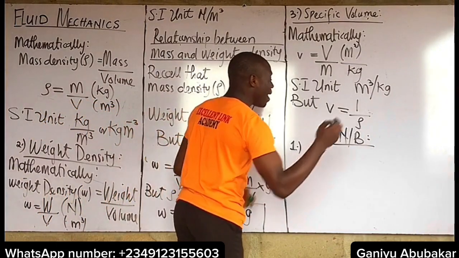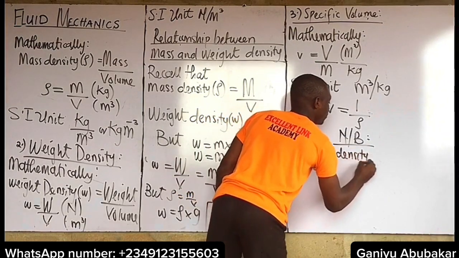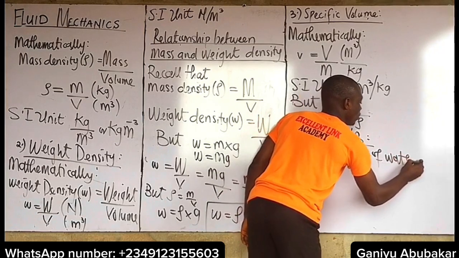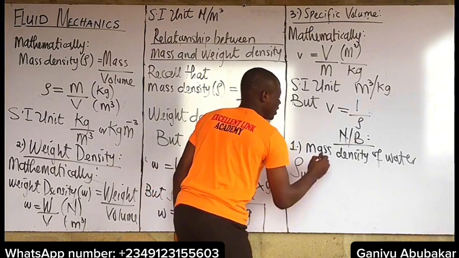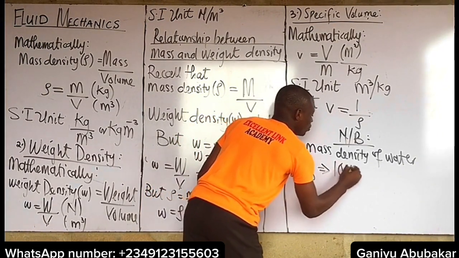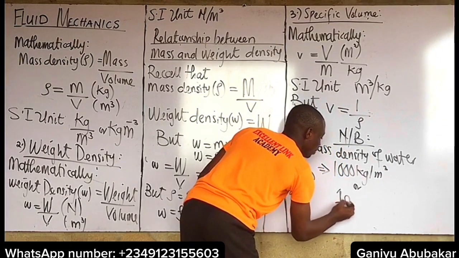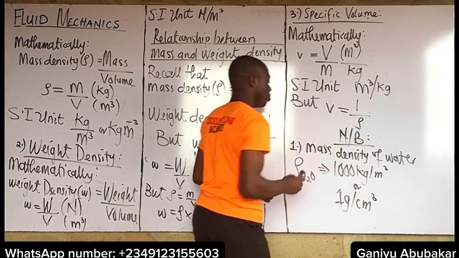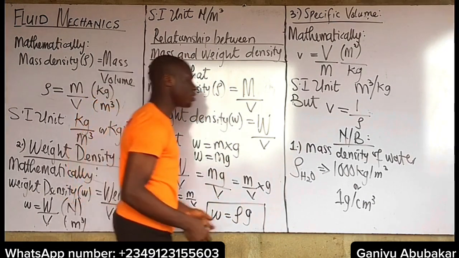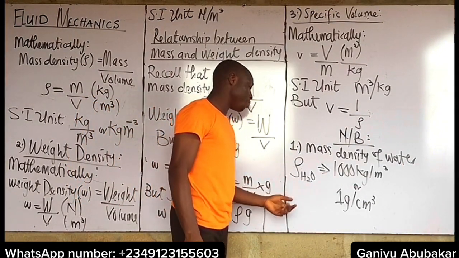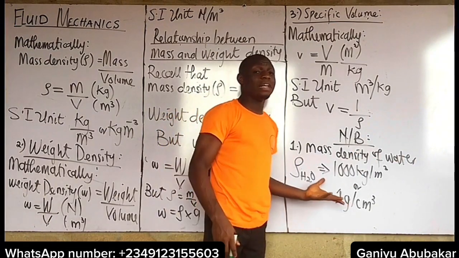Number one, it's important to know that the mass density of water is equal to 1000 kilogram per meter cube or 1 gram per cm cube. Very, very important to know. The mass density of water is 1000 kilogram per meter cube or 1 gram per cm cube.